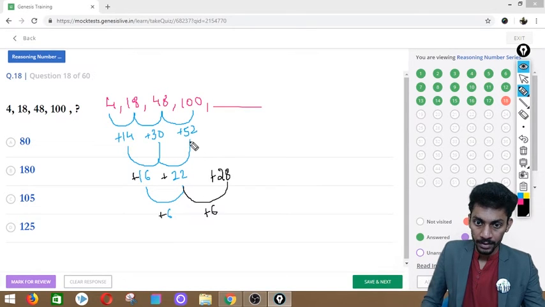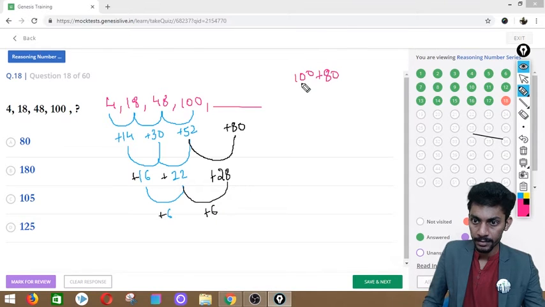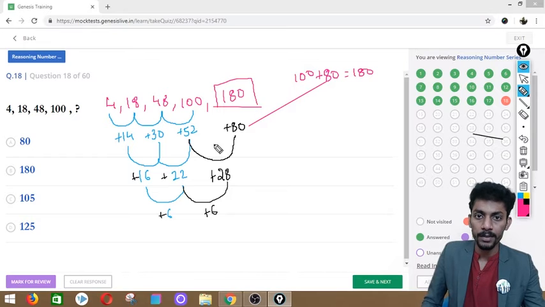So we need to add plus 28 to 52. How much will that be? It will be plus 80. So what should be the final answer? The final answer will be 100 plus this 80. Okay, this 80 we got from here. That is nothing but 180. Okay, 180 is the answer.